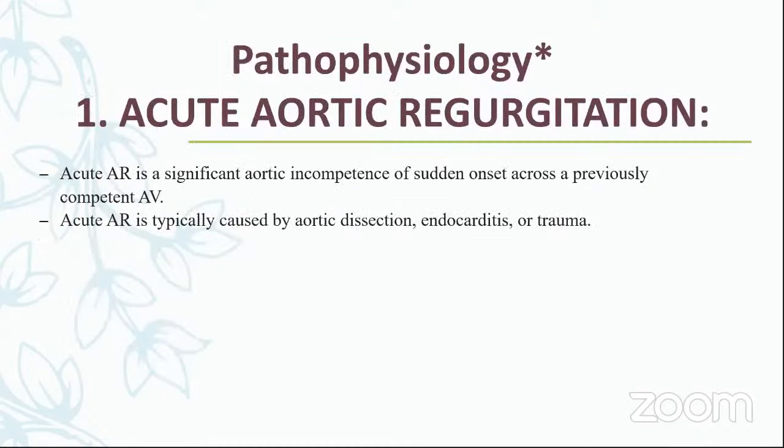The pathophysiology of AR. The pathophysiology of regurgitation varies according to the onset and the duration of the disease process. So we will start with acute aortic regurgitation. Acute AR is a significant aortic incompetence of sudden onset across a previously competent aortic valve. Acute AR is typically caused by aortic dissection, endocarditis, or trauma.